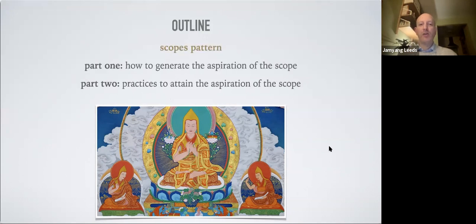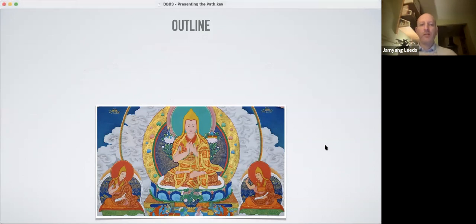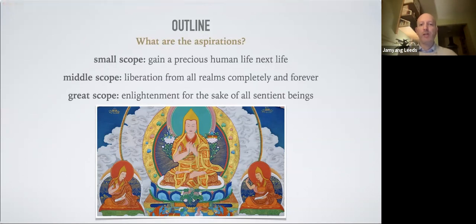Just a reminder is that each of the scopes has this kind of pattern where the Buddha gives his meditations to generate the aspiration of that person's scope, and then the practices that actually attain the aspiration. And just to remind ourselves what those aspirations are. Small scope, to gain a precious human life next life. That's their only goal. All the practices of that scope end up getting us to that point, to have a precious human birth next. Middle scope practices. So the aspiration in the first half is the wish to completely liberate from all samsara. And then the practices actually do that.